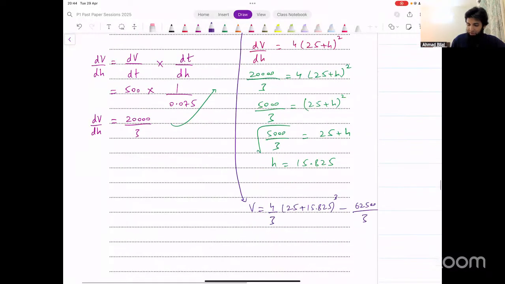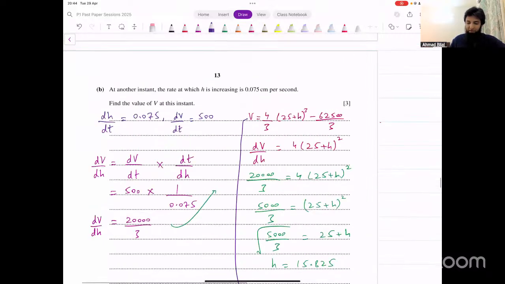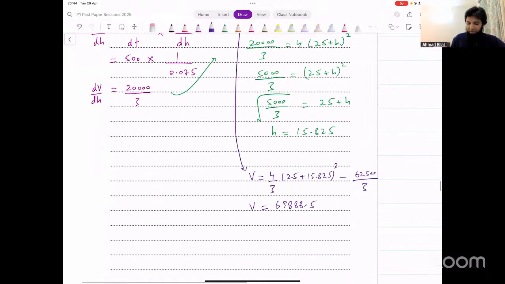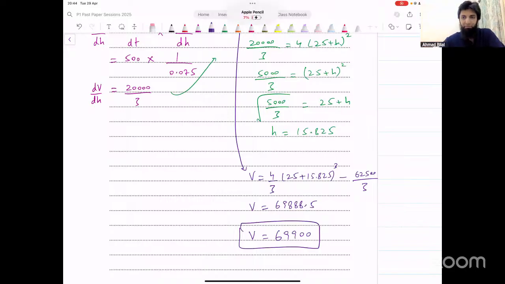And now you write down the answer. What's the volume that you get from this? 69888.5. That's the final answer that we're getting. This is not an exact answer. We can round this out to 3 significant figures now, and that will become 69900. That's the value for volume that we have at this point. Make sense? Is this all right?